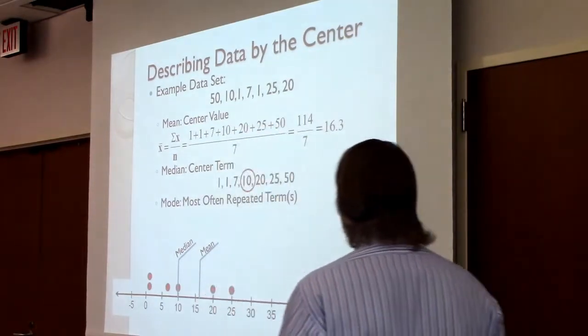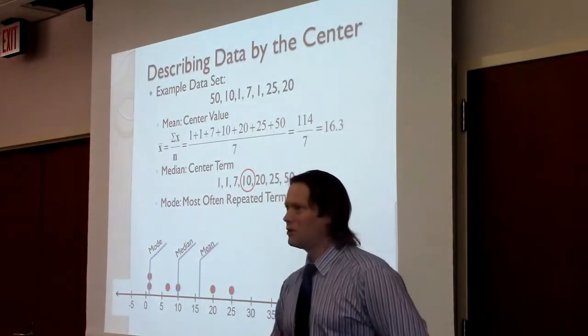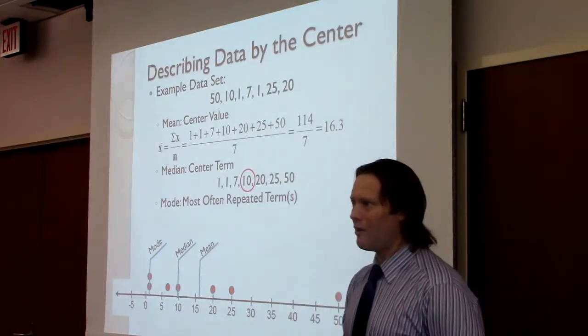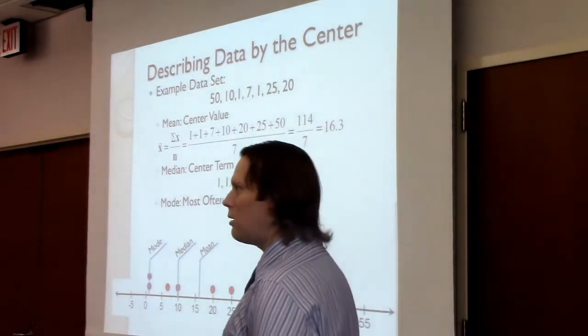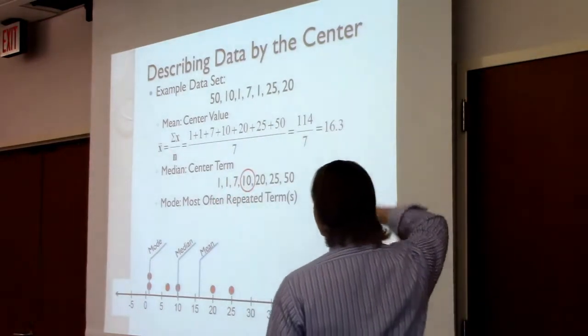Mode is the most often repeated term, which in this case is 1. So this is a data set where we actually have 3 very different numbers that come up based on whichever center we chose to look at.